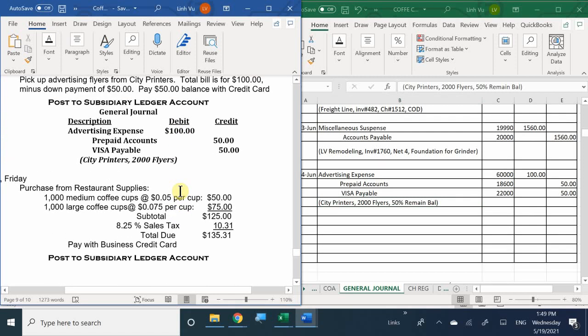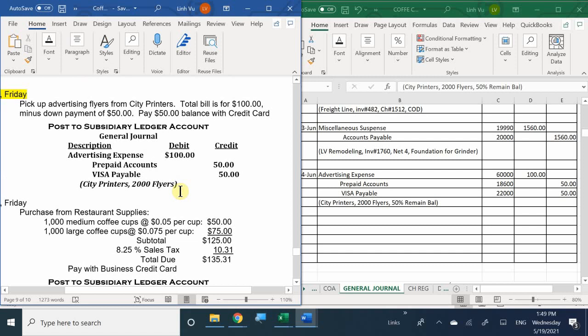So then, what has happened here? We made a purchase from restaurant supplies of 1,000 medium cups at 5 cents each for $50, and a purchase of 1,000 large cups at 75 cents per cup, with taxes, and we paid with the business credit card. Awesome. Here we just went to the store and picked up these cups. Because it's not food, it's an actual item, they charged us tax. So here we're not tax exempt.